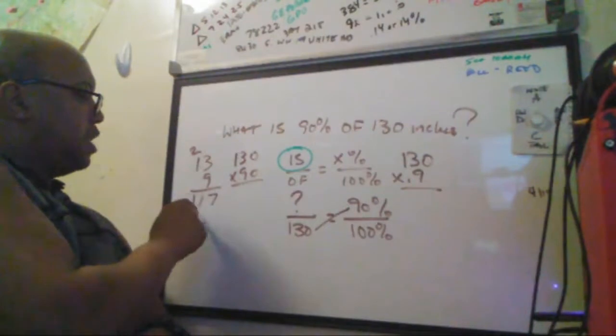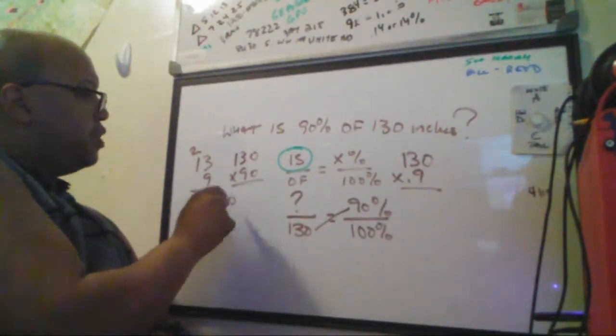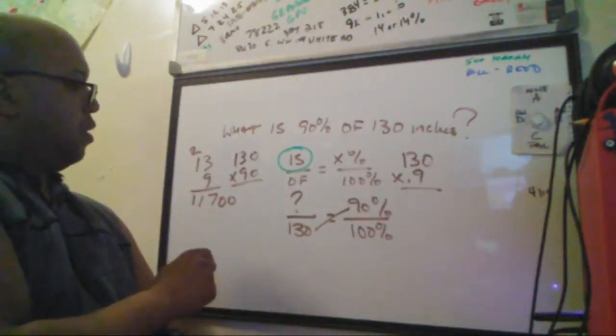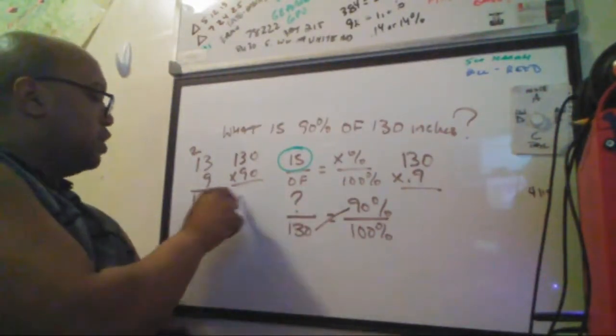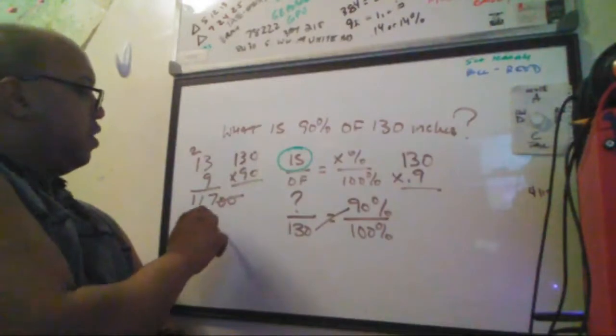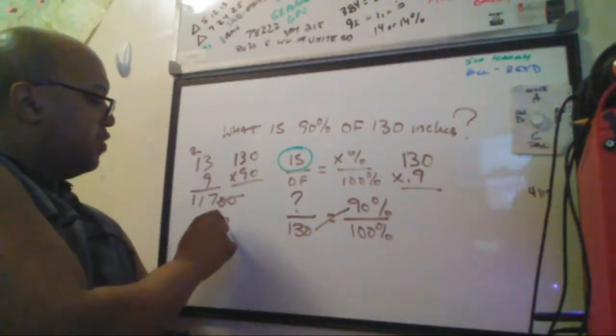And 13 times 9 is 117. Add the 2 zeros. All right. And then after that, if we divide by 100, we just wind up cutting this off. So our answer is 117 inches.